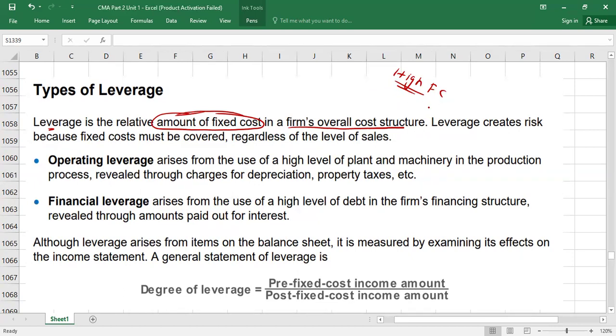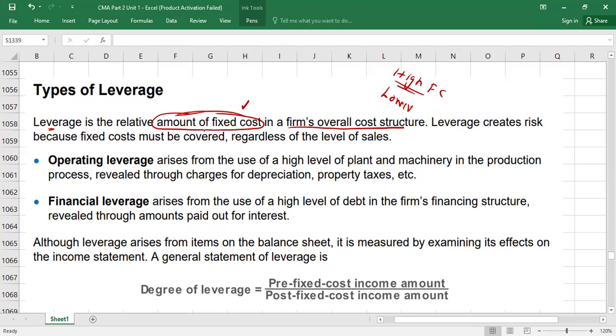On the other hand, if a business is having a lower fixed cost, that business is considered less risky. The reason is that even a small variation in the revenue, a small variation in the sales, okay, maybe it will not turn the business into losses. But as I told you in the first statement, if the business is having higher fixed cost in its cost structure, then if there is a slight change in the sale, especially a decrease in sale, that business can easily turn into losses. So that is why leverage is the relative amount of fixed cost in the firm's cost structure.